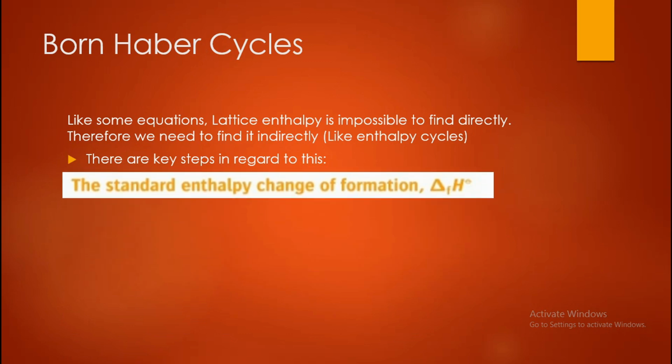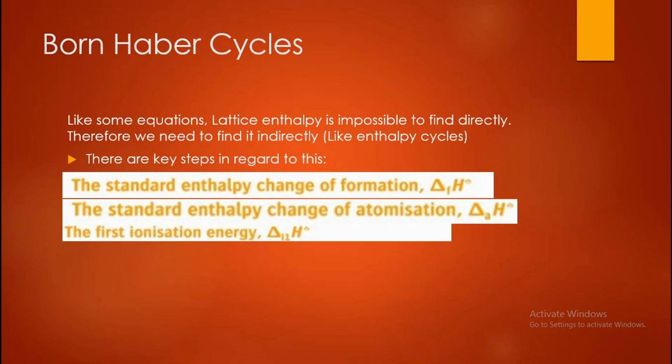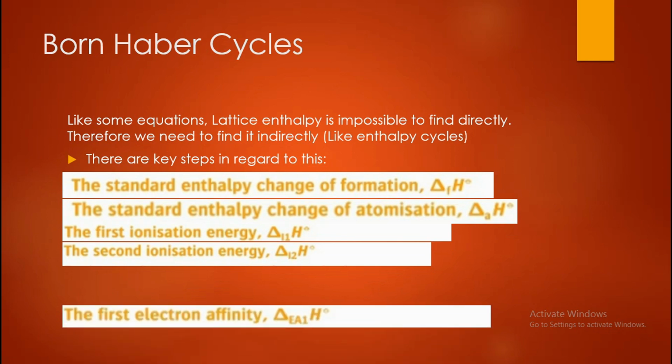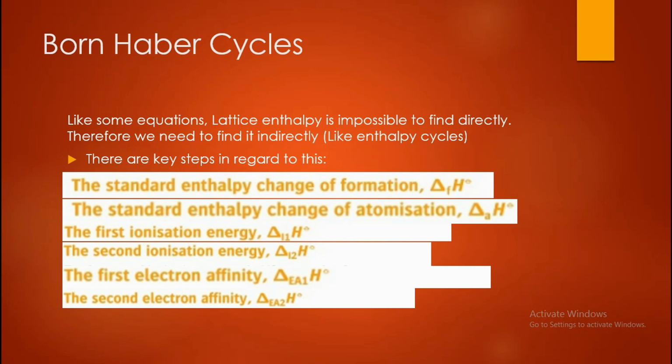We have the standard enthalpy change of formation, which you should know from previous topics such as enthalpy cycles. The standard enthalpy change of atomization, this is new, this is in this topic. First ionization energy, which is a year 1 topic again. The second ionization energy, year 1 topic again. The first electron affinity, which is a year 2 topic. The second electron affinity, which is also a year 2 topic. And now, with all these, we're going to go through an example question to help you understand the purpose of these in the Born Haber cycle.